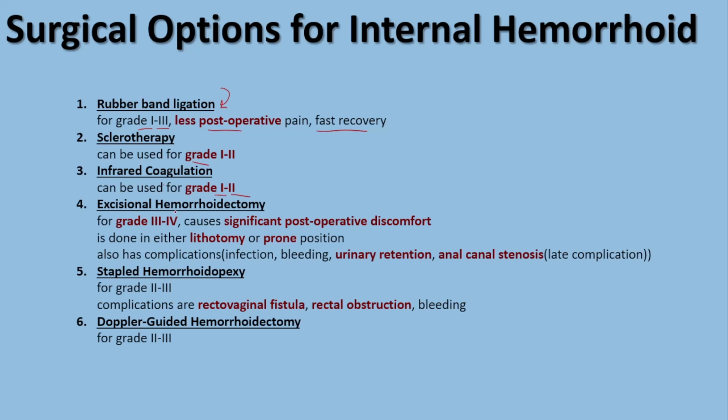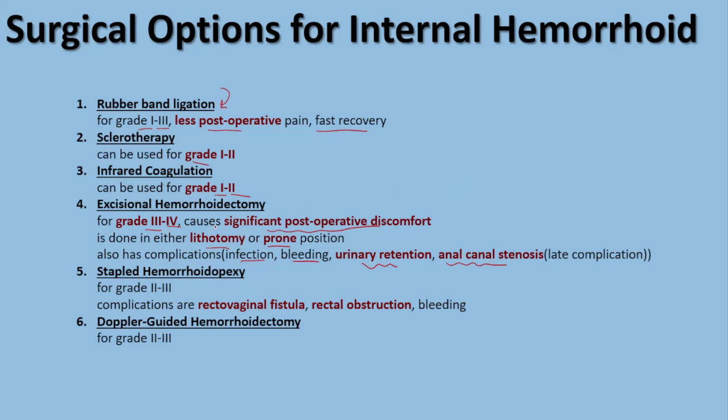Another option is excisional hemorrhoidectomy, which is used for grade 3 and grade 4, but note that this is a very uncomfortable surgery because it causes significant post-operative discomfort, and it is usually done in lithotomy or prone position and has a couple of complications that you have to know for your board examination. First of all, note that we can have infection at the surgical site. Bleeding is also very common as a complication of excisional hemorrhoidectomy. Urinary retention can happen, and also as a late complication we can have anal canal stenosis.